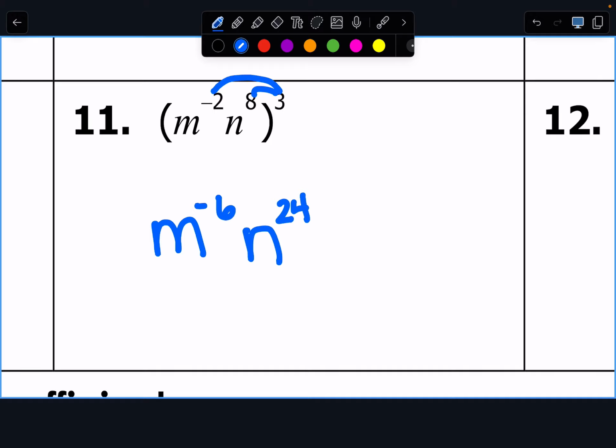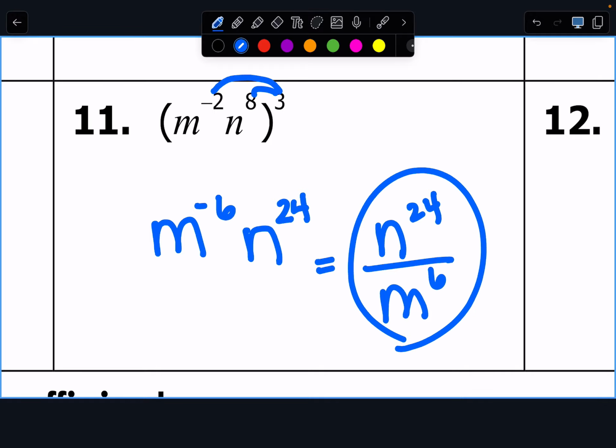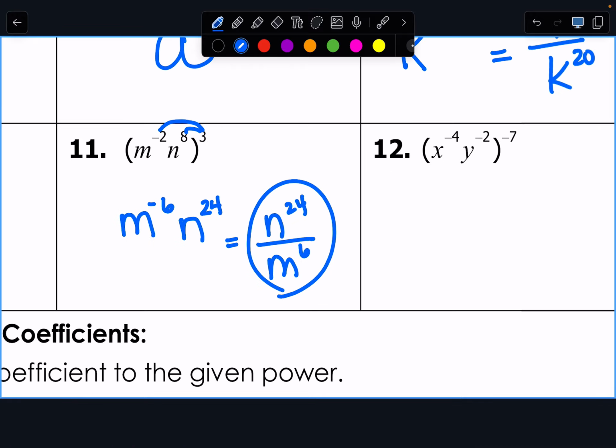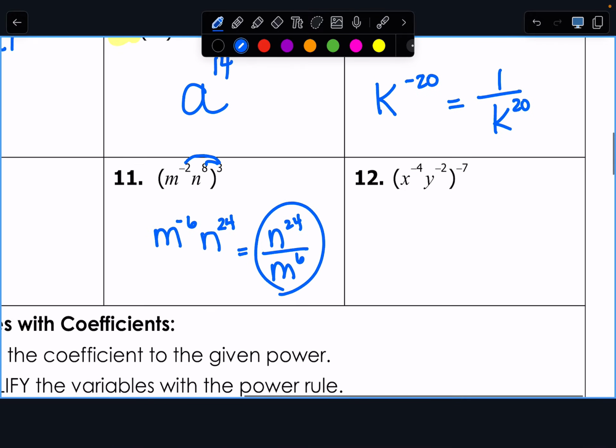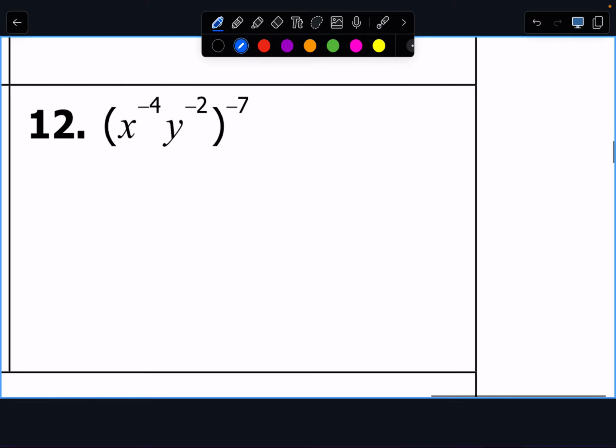Does anybody need to move? Sorry, does any variable need to move? Who needs to move? M, just the M, N stays? Okay, so N stays and M moves across the fraction bar. Okay. All right, you tell me what you think the answer, or write down what you think the answer to number 12 is.